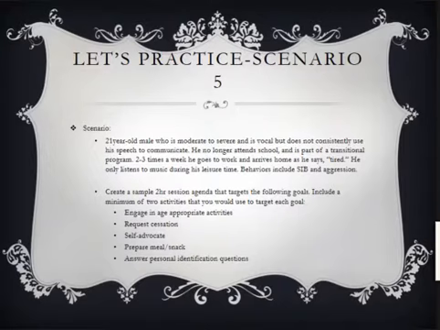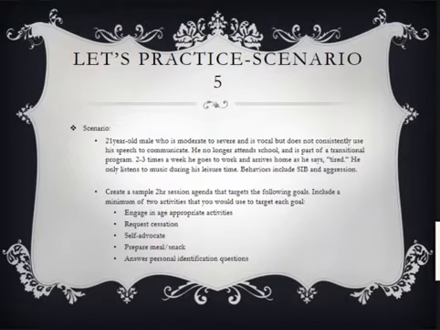So he's older, he's 21, and you're going to target engage in age-appropriate activities, request cessation, that basically means request a break. Self-advocate, so self-advocate means like you speak up for yourself. Yeah. Preparing a meal or snack, and answering personal identification questions. So what's your name, how old are you, address, phone number, things like that. Do you guys have any questions on those?